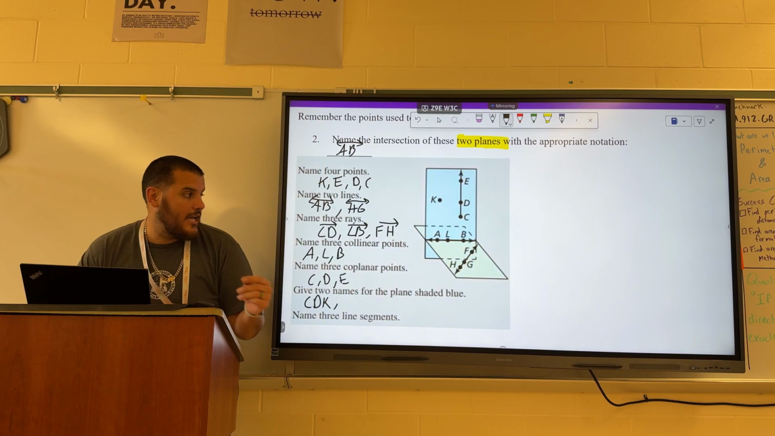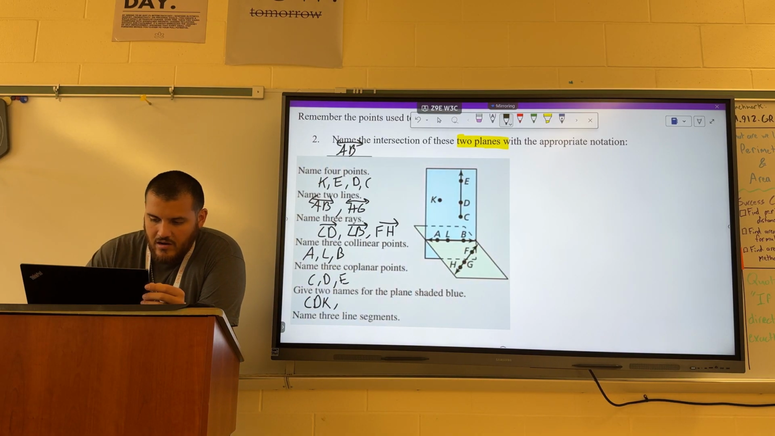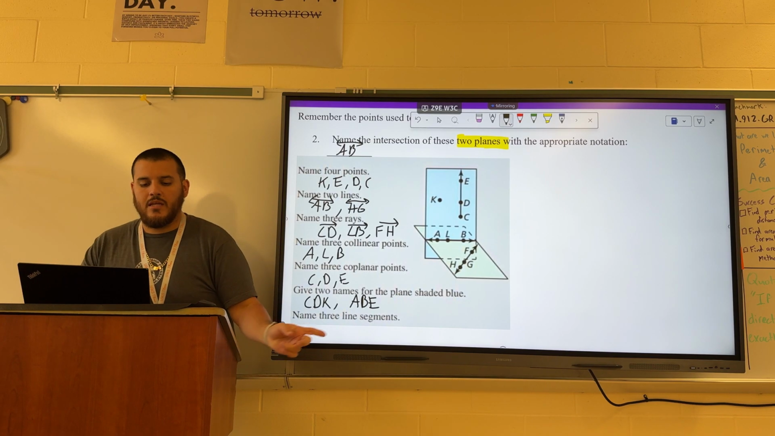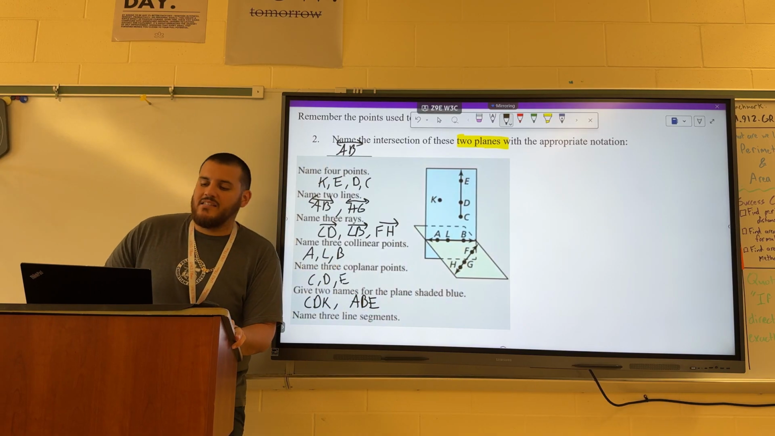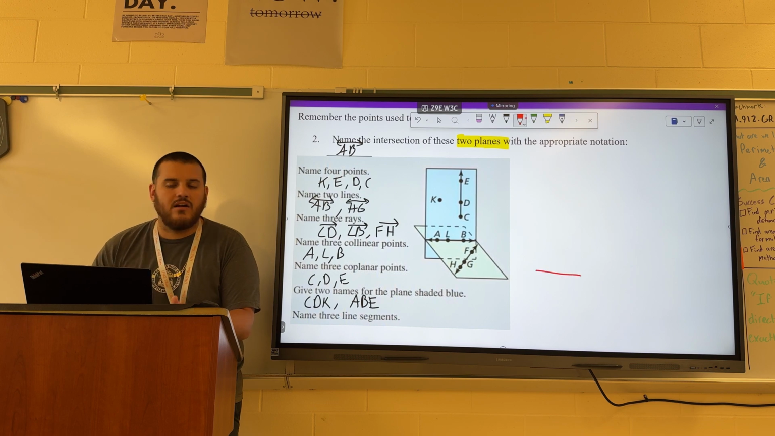All right, another good name I can say is ABE. Those are all points that are on that blue plane. And there are several other examples that would be appropriate to name that plane. It says name 3 line segments. Again, at first glance, there are no segments because remember, segments don't have arrows at the end of them.